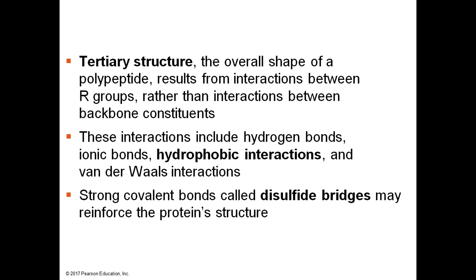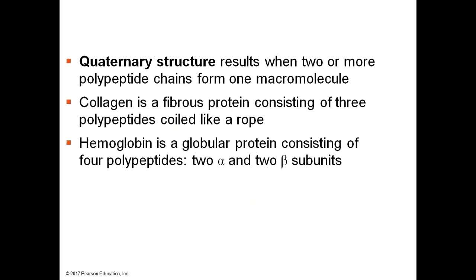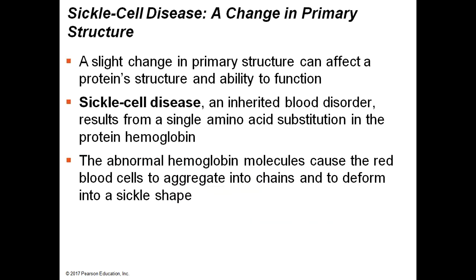Tertiary structure, the overall shape of a polypeptide, results from interactions between R groups rather than interactions between backbone constituents. And these interactions include hydrogen bonds, ionic bonds, hydrophobic interactions, and van der Waals interactions. Strong covalent bonds called disulfide bridges may reinforce the protein structure. Quaternary structure results when two or more polypeptide chains form one macromolecule. Collagen is a fibrous protein consisting of 3 polypeptides coiled like a rope. Hemoglobin is a globular protein consisting of 4 polypeptides, 2 alpha and 2 beta subunits.